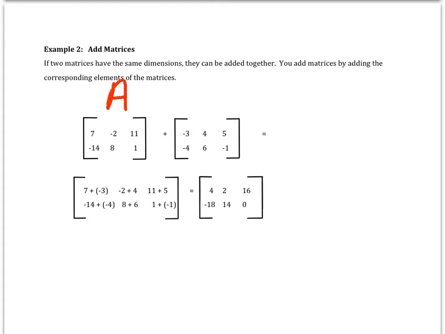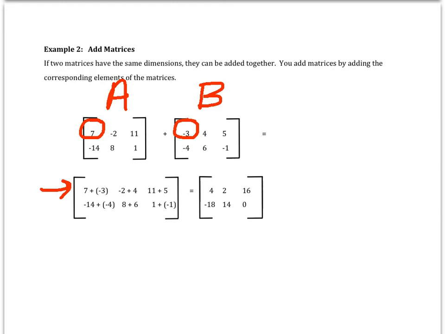Let's call these Matrix A and Matrix B. We'll take the first element in the first column, first row of each matrix, and we'll add them together. So 7 plus -3. And we'll continue to do that with each element. -2 plus 4, 11 plus 5, -14 plus -4, 8 plus 6, and 1 plus -1. Here's where you need to be very careful when you add the numbers together. Be sure to add your integers correctly to get the correct answer.